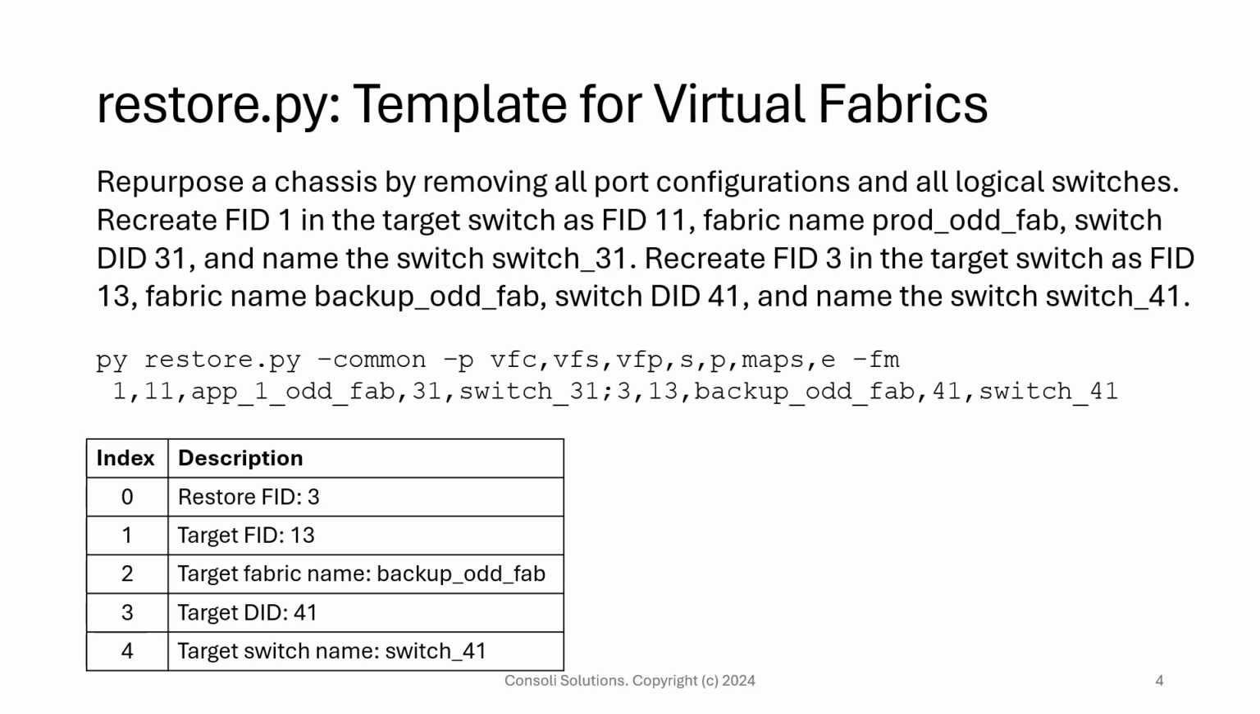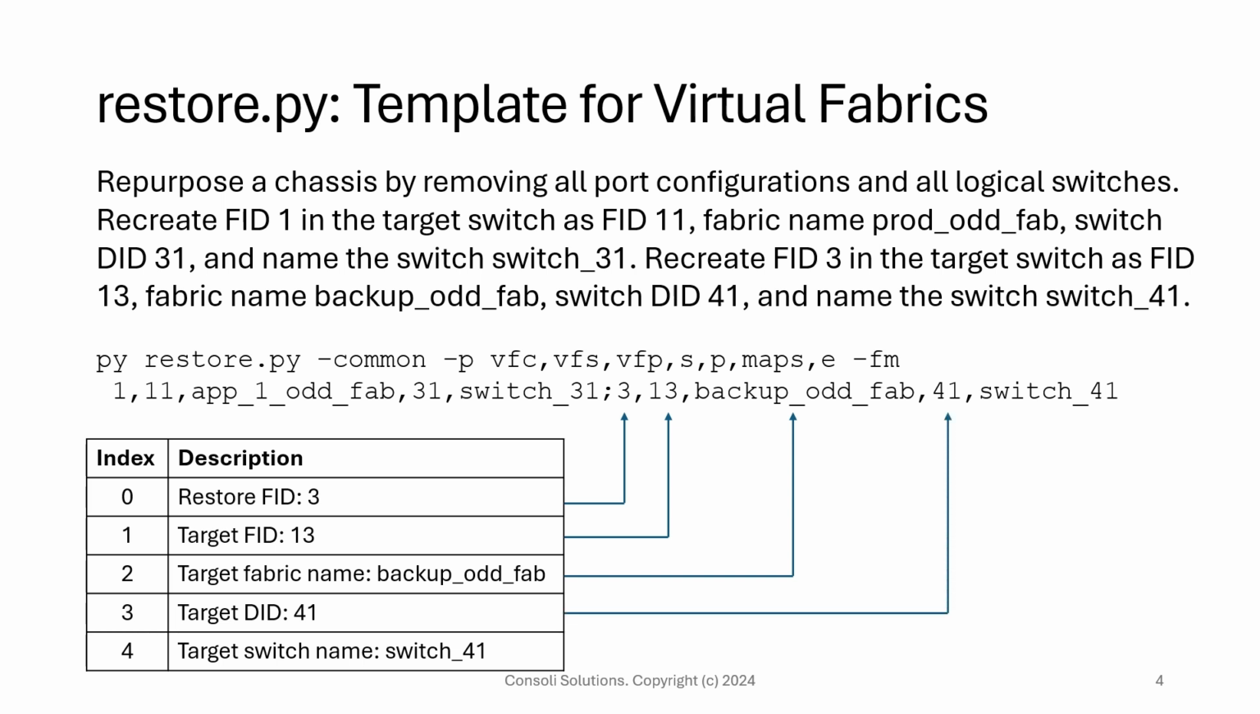Now let's set up the fabric map. The methodology is the same for both switches, so I'm only going to go over the second switch. I put a semicolon in there to separate the two maps. This is the restore FID 3. I'm going to recreate that as FID 13 in the target. I'm going to assign the name fabric backup odd fabric in the target switch. I'm going to give it a domain ID of 41, and I'm going to name the switch switch_41.